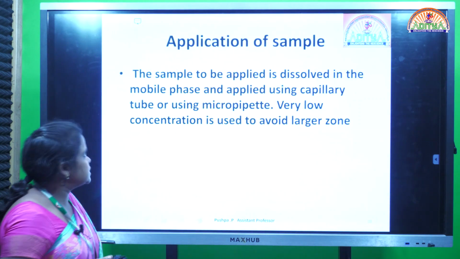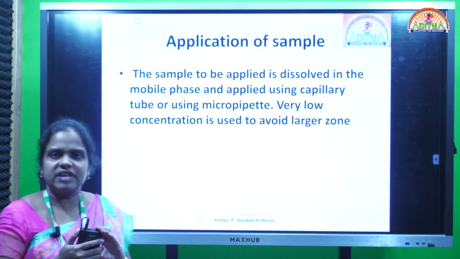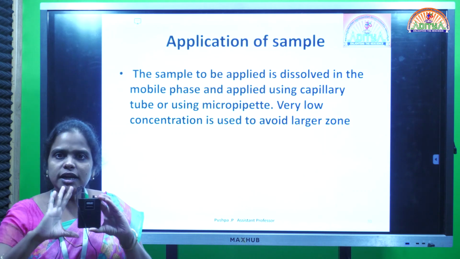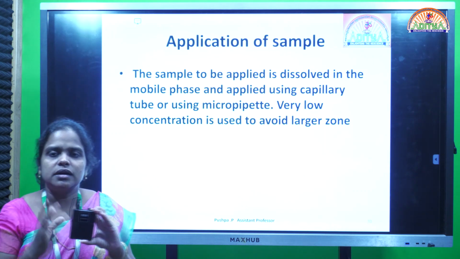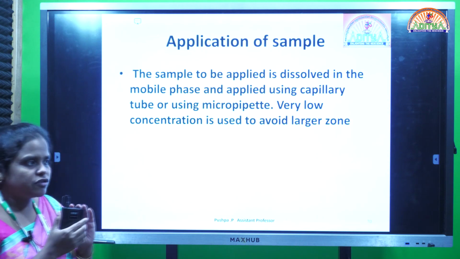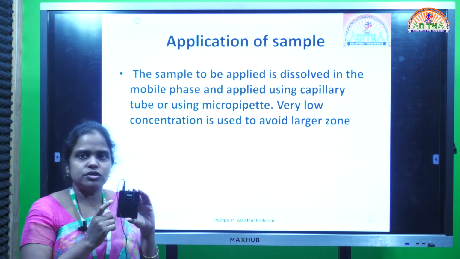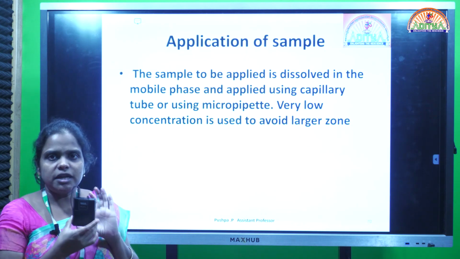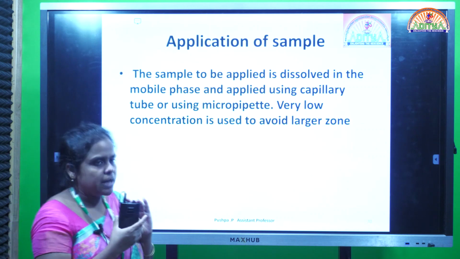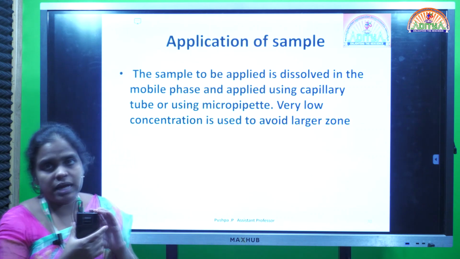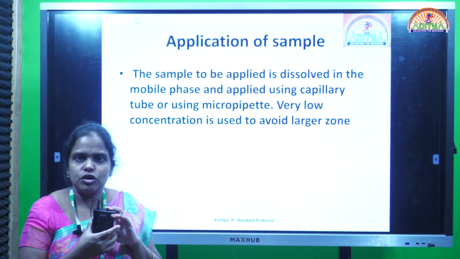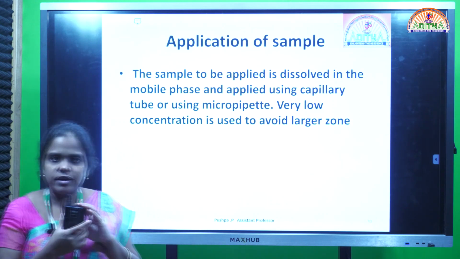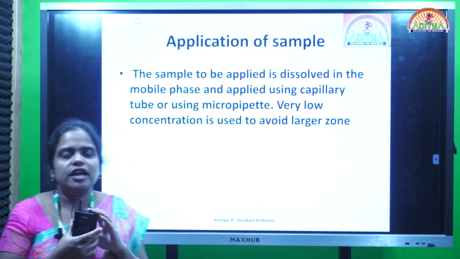Coming to the next thing, after we have selected the Whatman filter paper, or stationary phase, we have to apply the sample on that paper. First we select the stationary phase, that is our paper, and after taking that paper you have to apply the sample. Directly we can't apply it, because we should not use a concentrated sample solution every time. For better separation and accurate results we have to take a dilute solution.